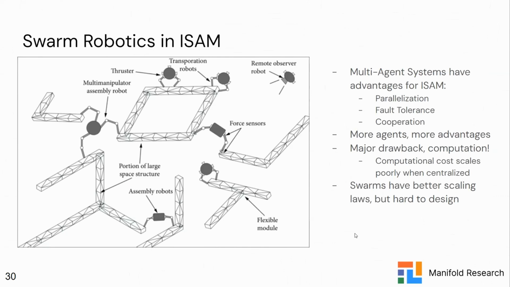Now, the three restrictions or characteristics that Ben mentioned earlier define swarm systems. And swarm systems have better scaling laws because of the locality of the computation, sensing, and communication. However, they can be hard to design.